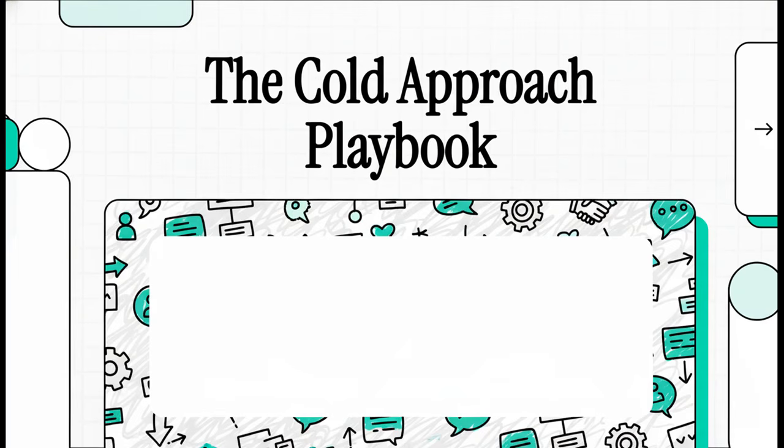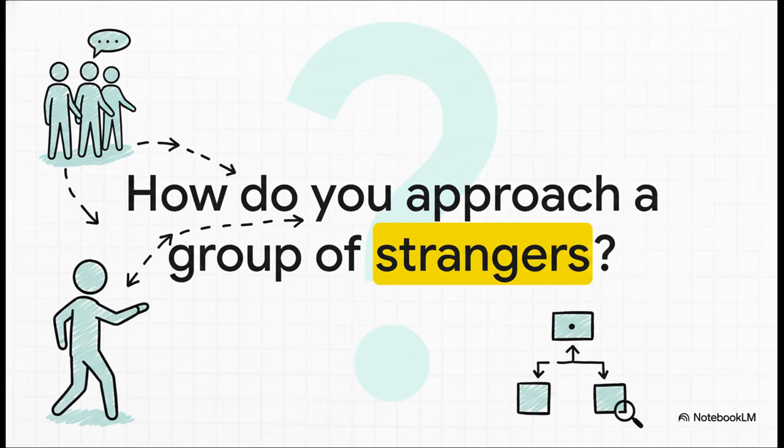What if you could walk into any social situation holding a clear playbook? A set of rules that tells you exactly what to do. Well, today we're diving deep into a system that tries to be exactly that. We're going to break down a specific set of rules for the cold approach, all pulled directly from the source material by Guy Gambit.